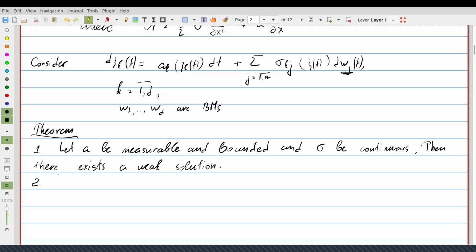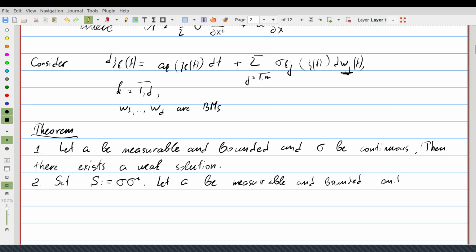The second part of the theorem is as follows. So set S to be sigma sigma star, where sigma star is the transposition of this matrix. Let the drift coefficients be again measurable and bounded. And let S be continuous.